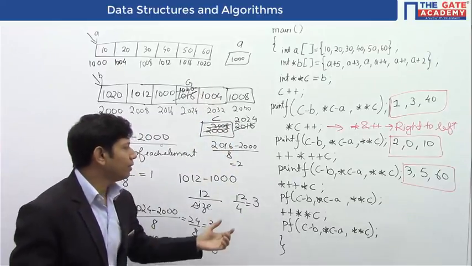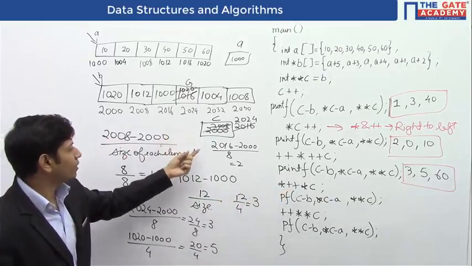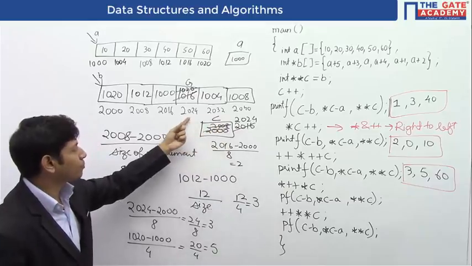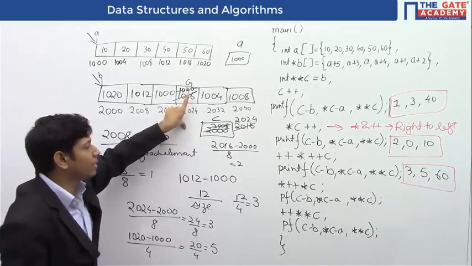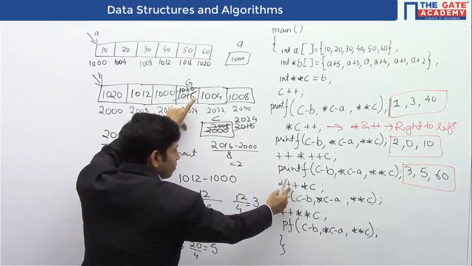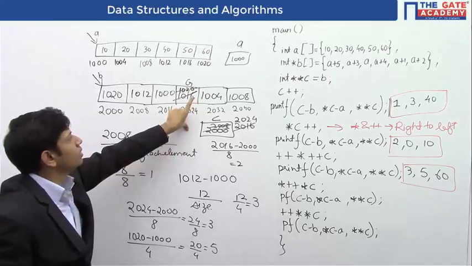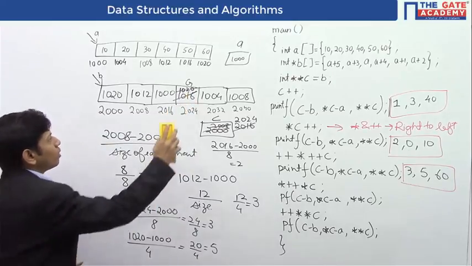And once we are increasing with plus, first we reached C is 2024, we reached star C 1020, and we incremented this 1020. So what will this become? See, this will become 1024.